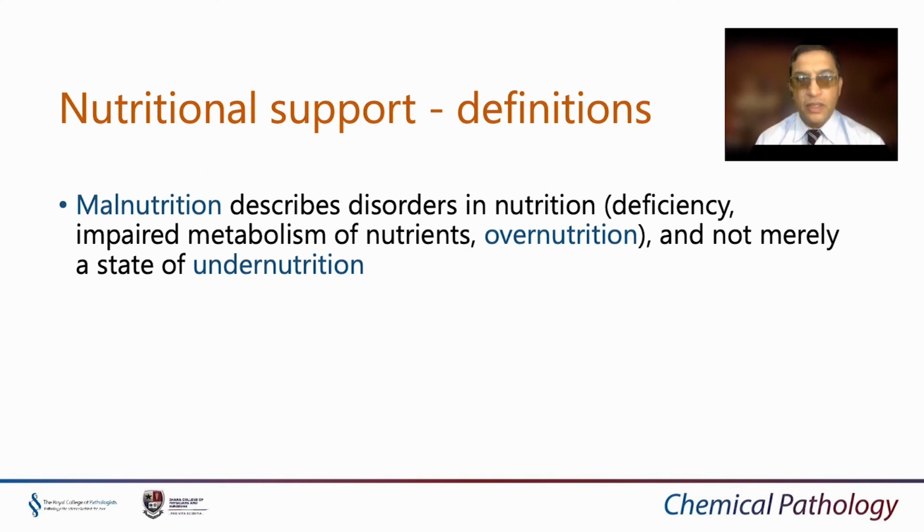Nutritional support. Some important definitions and distinctions are between malnutrition, overnutrition, and undernutrition. Malnutrition describes disorders in nutrition, and these constitute deficiency, impaired metabolism of nutrients, as well as overnutrition. It is thus important that we do not define malnutrition as being exclusively a problem of undernutrition.